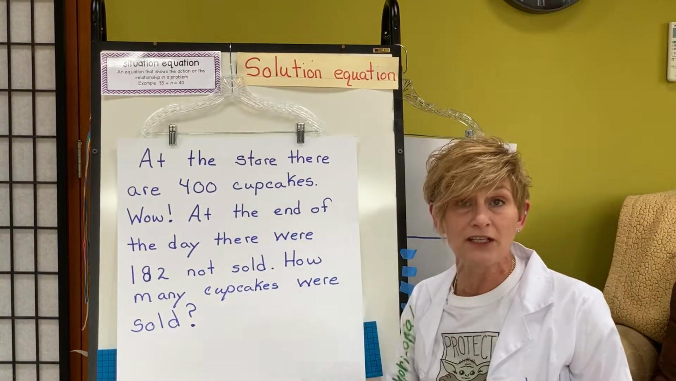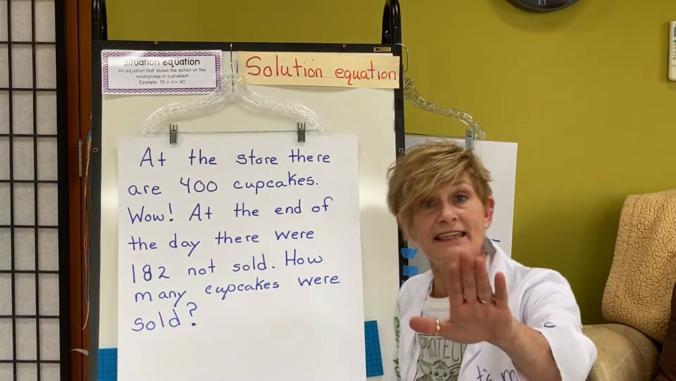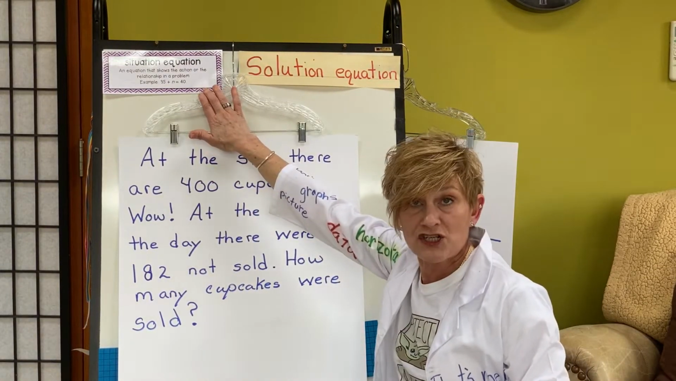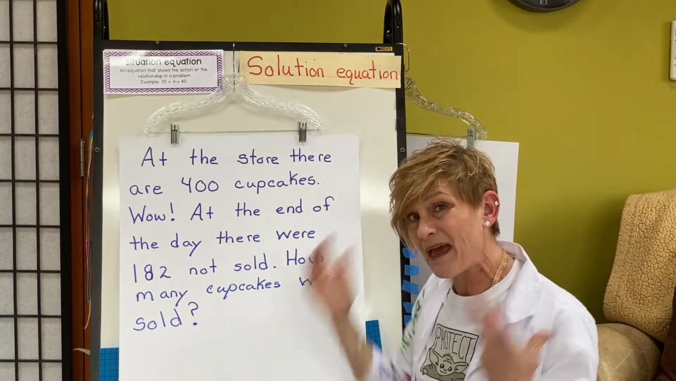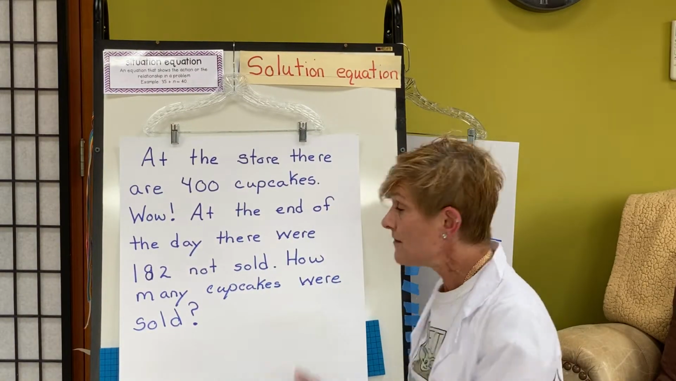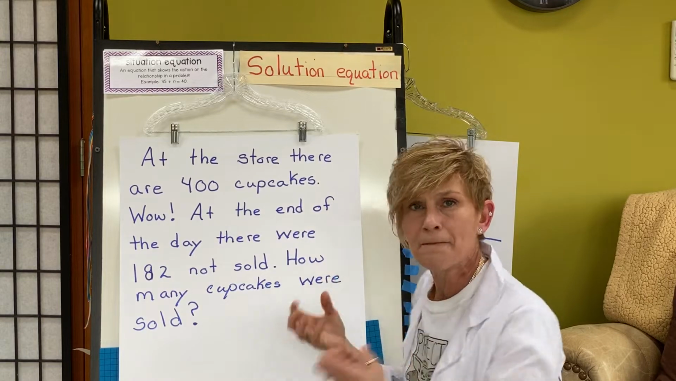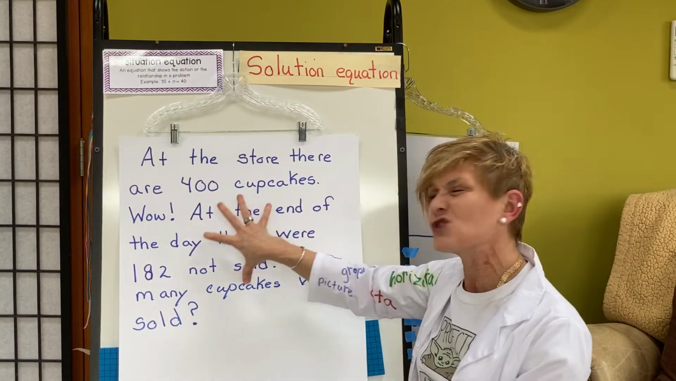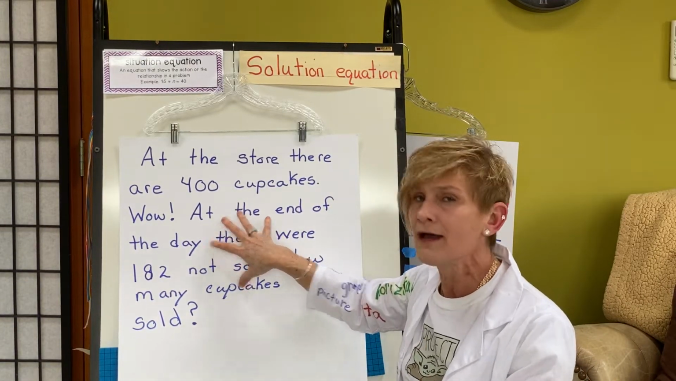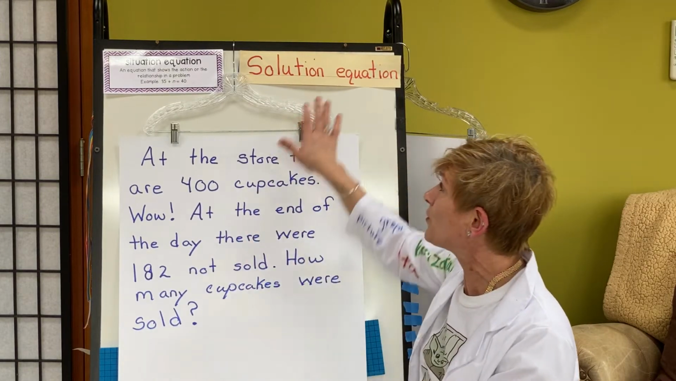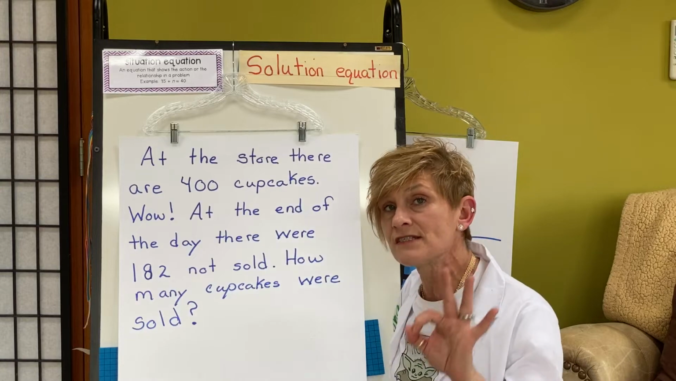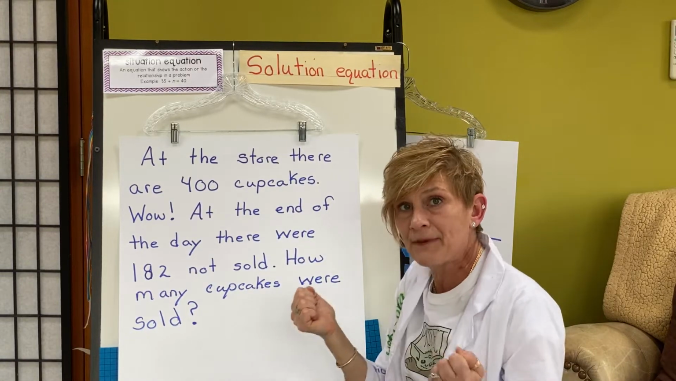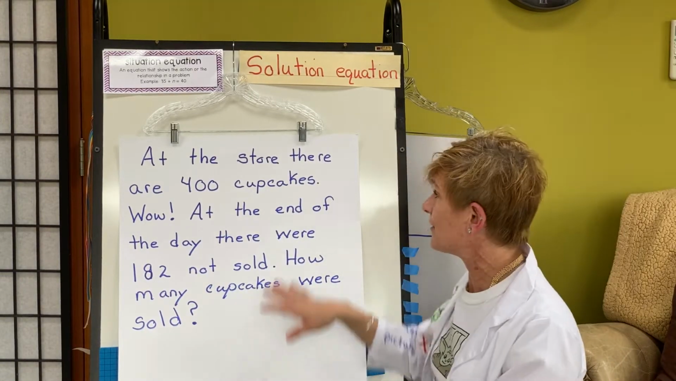Friends, let's do a little warm-up. We're going to revisit that concept of situation equation and solution equation. Remember, mathematicians know that when they read a story problem, the equation that the story problem wants us to know might not always be how we're going to solve it. But it's important to know the situation, what's happening. So let's read this together.